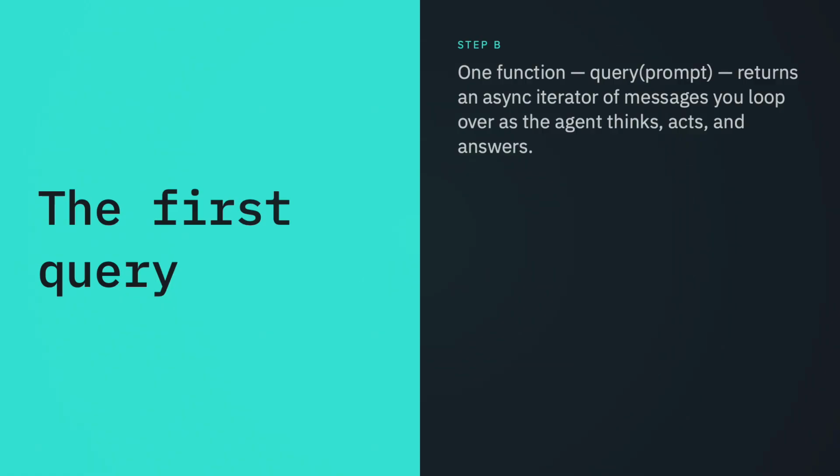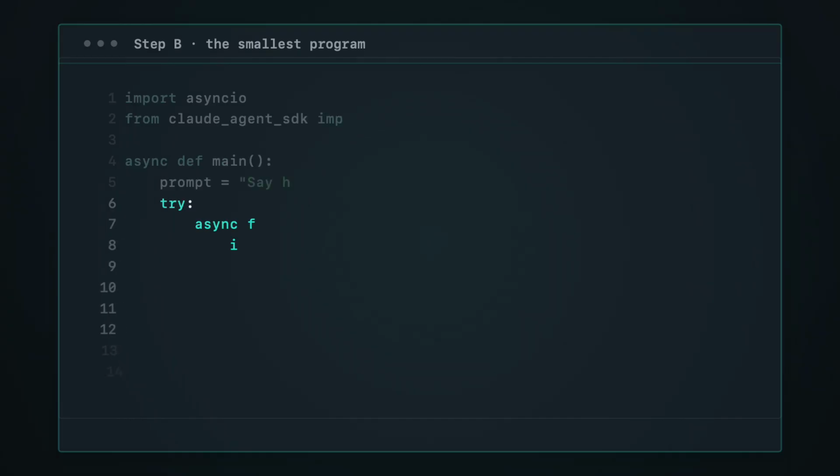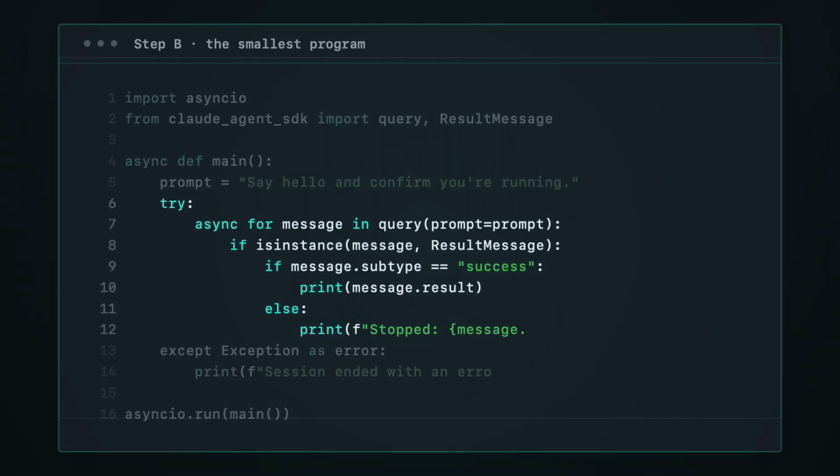Before we run it, 15 seconds on the async part, since it trips up a lot of Python developers. Here's the smallest program that works. Import query, define an async main, and loop over the messages that query streams back. We keep a try except around it from the very start. A single shot query raises after an error result, and we want to see that, not swallow it. Print the final result, and run it.